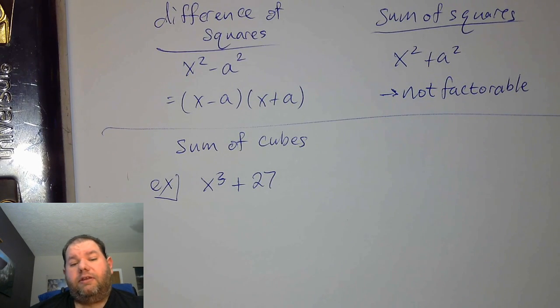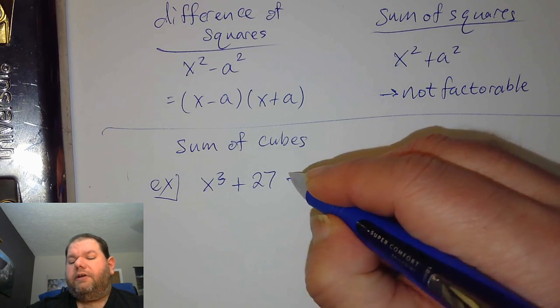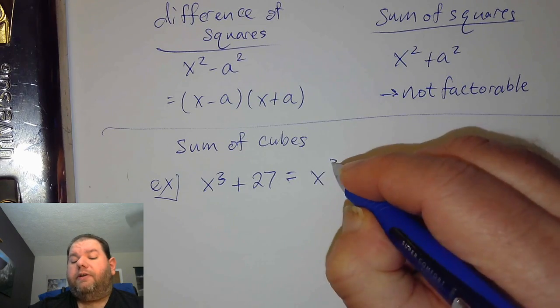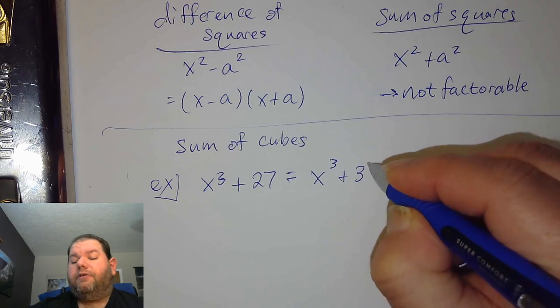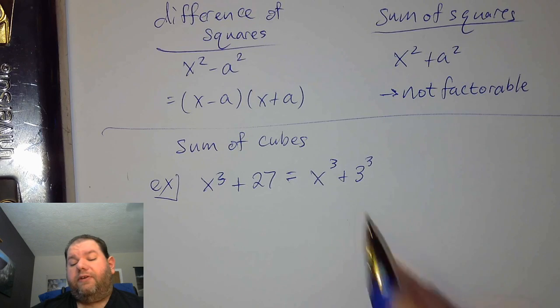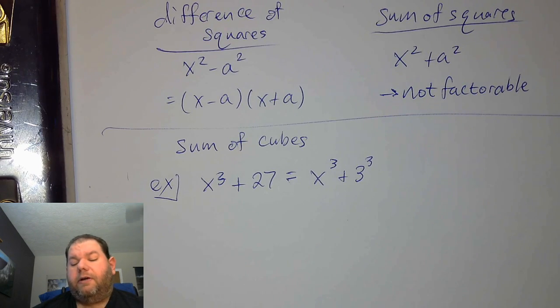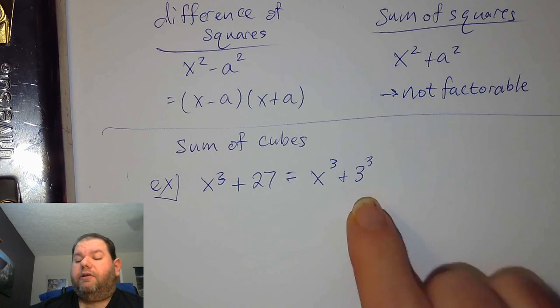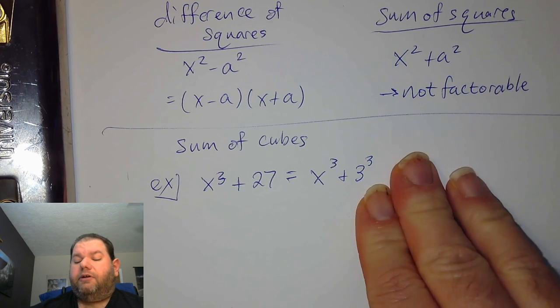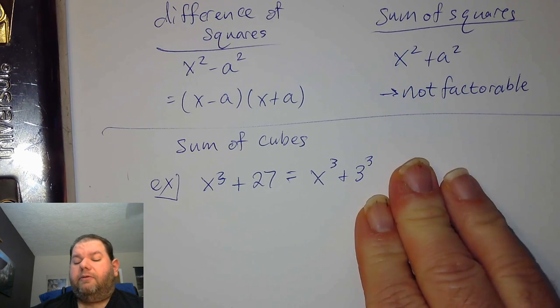The first thing in this case, I think it's a little bit more important than in the case with the squares, is to identify exactly what is being raised to the third power. Now, 27 is 3 to the third power, because 3 times 3 times 3, it means we get 9 times 3 is 27.